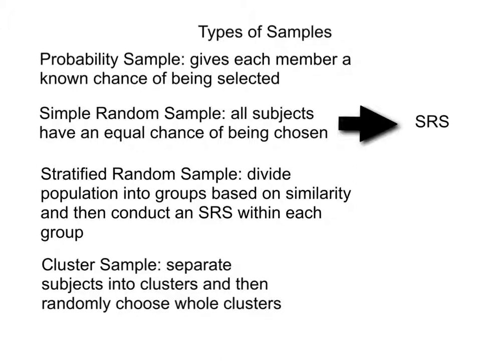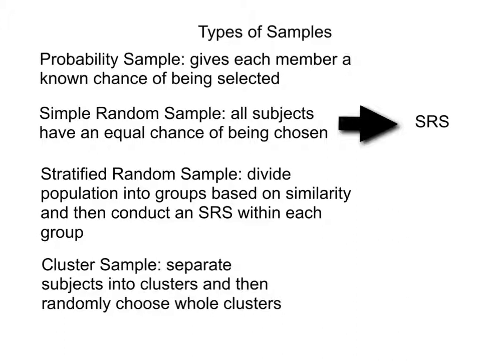As far as different types of samples, a probability sample gives each member a known chance of being selected. One of the most common types is a simple random sample. In this case, all subjects have an equal chance of being chosen. So if you have a group of 200 people, and everyone puts their name in a hat, and you pick 5 names, everybody has an equal chance of being chosen, which is 5 over 200, which is 1/40.